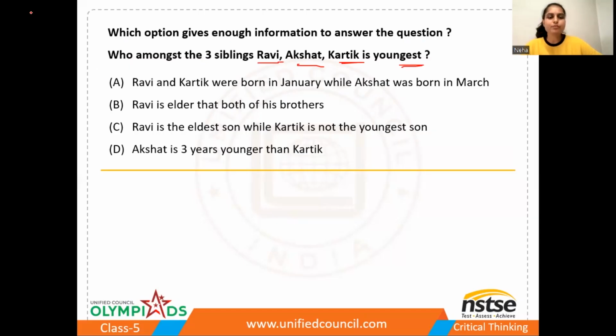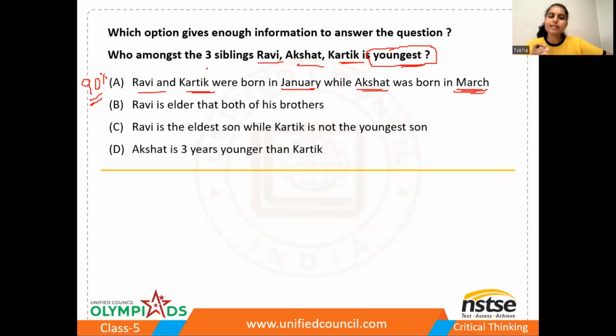So obviously I have to go with the option. In option A, it is Ravi and Kartik were born in January, while Akshat was born in March. So we have to find out who is the youngest. Here, 90% of students will think that Ravi and Kartik were born in January, so they are elders, and Akshat was born in March, so he is the youngest. So 90% of students will take that answer.